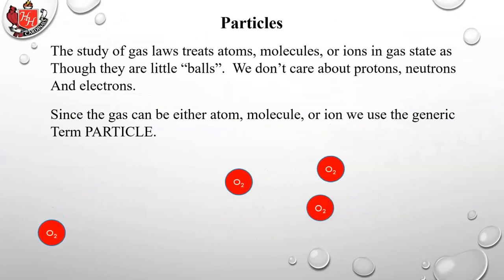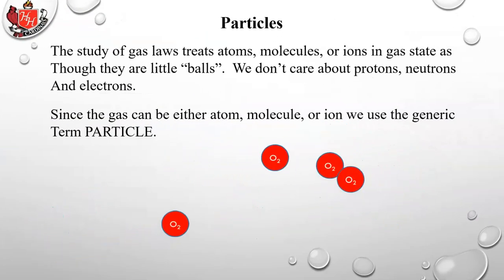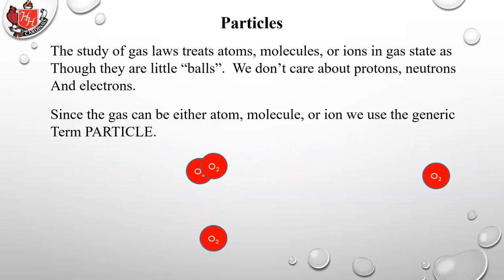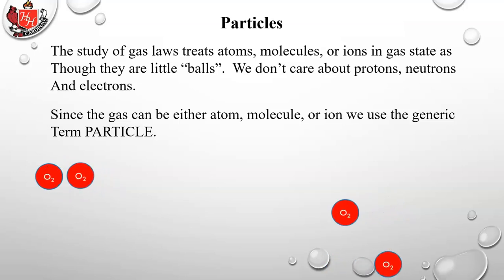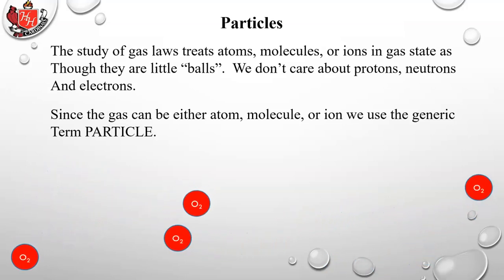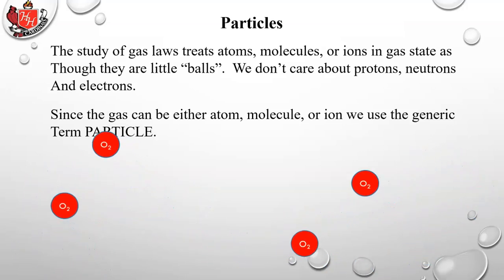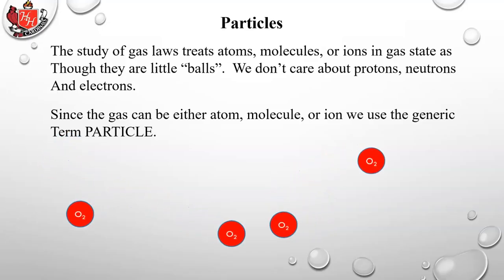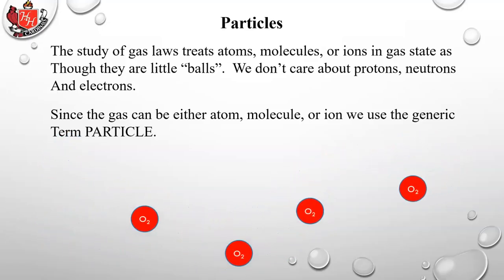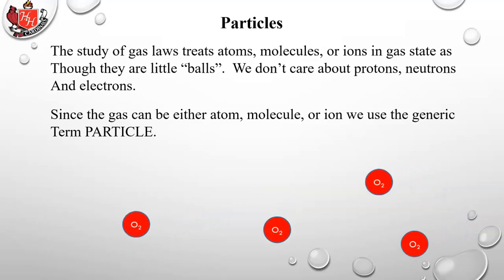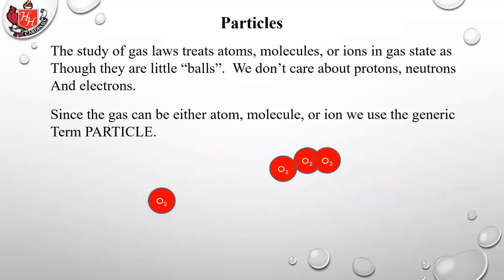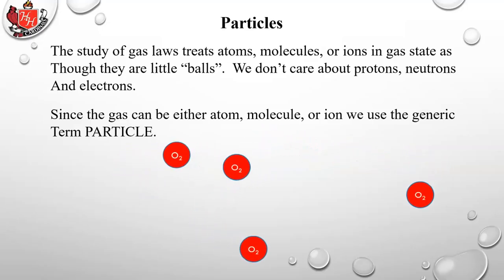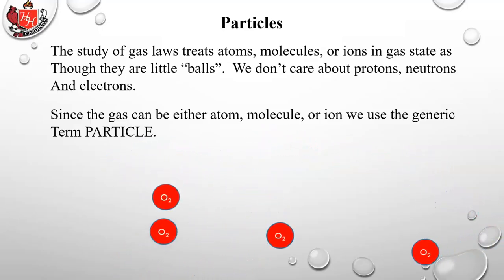The study of gas laws treats atoms, molecules, or ions in the gas state as though they're little balls. We don't care about protons or neutrons or electrons or SPDF subshells or sigma bonds or pi bonds. All we care about is they're these little balls flying through space that sometimes collide with each other or collide with the side of a container. Since the gas can be either atom, molecule, or ion, we use the generic term particle.